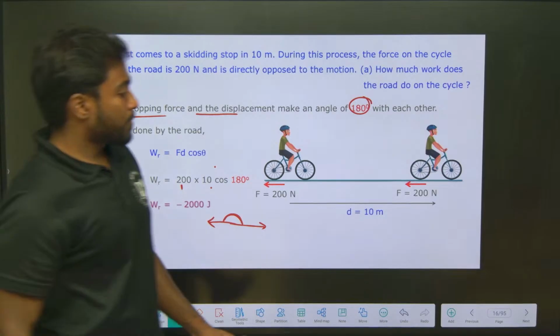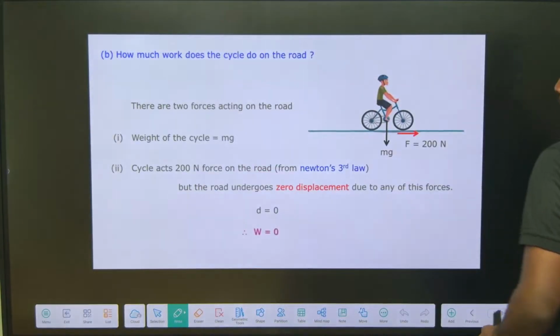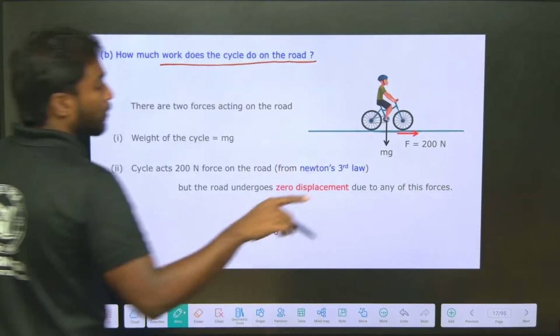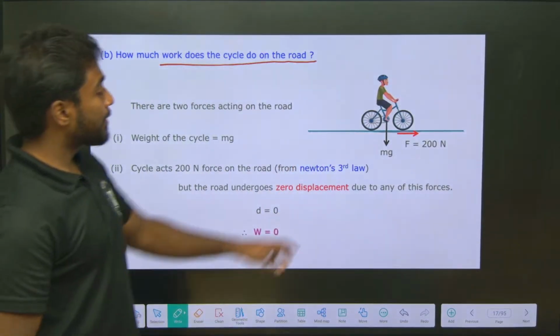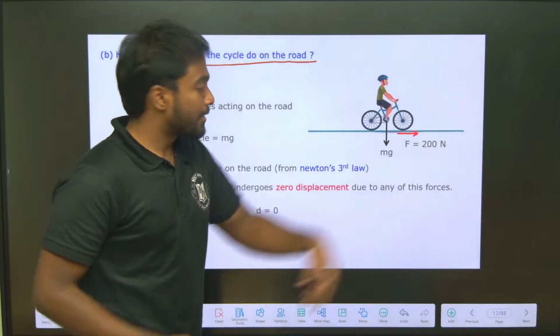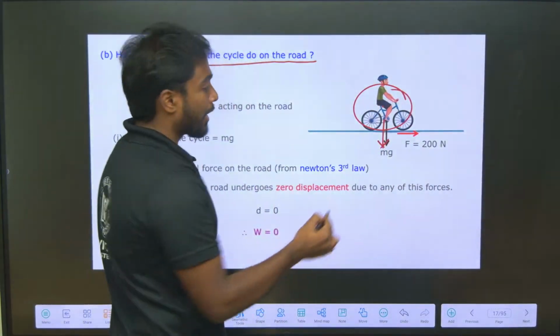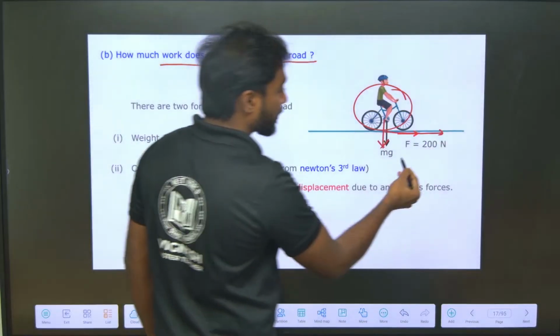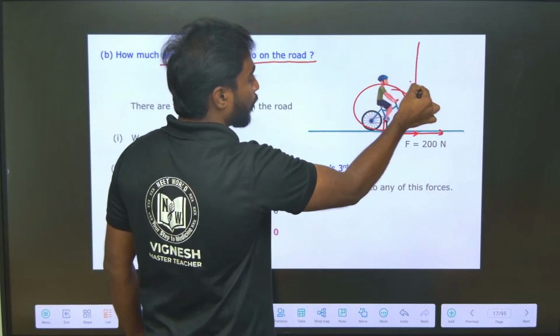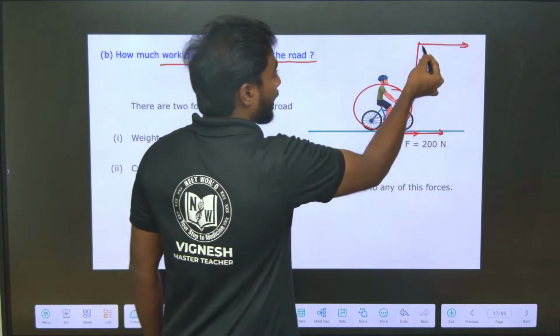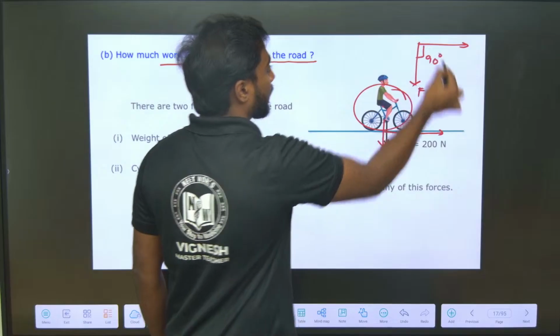Okay, so the next one. Right? How much work does the cycle do on the road? Cycle weight will be acting downwards and I am going in the right direction. Angle between them, like this is the force F, this is the displacement, is 90 degrees.